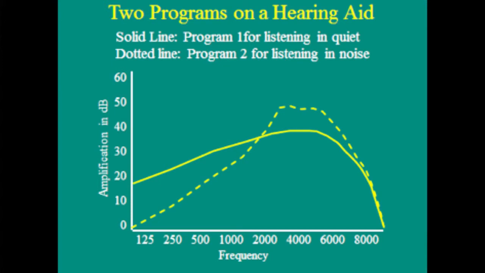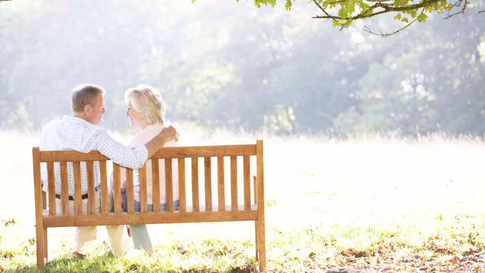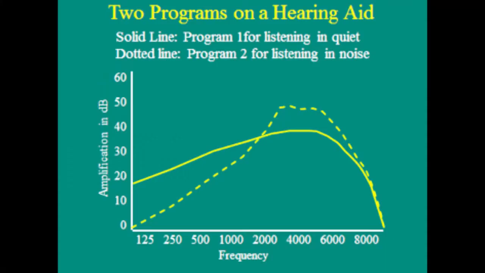The horizontal axis has frequency on it. The vertical axis shows you amounts of amplification in decibels. And so program 1 is shown by a solid line, and program 2 is shown by a dotted line. What do you see as the differences between these two lines? Well, the program for listening in quiet is shown by the solid line. You're seeing lots of amplification for bass, mids, and trebles, let's say, whatever. It's just a fictitious picture here. And that would be for listening in quiet.